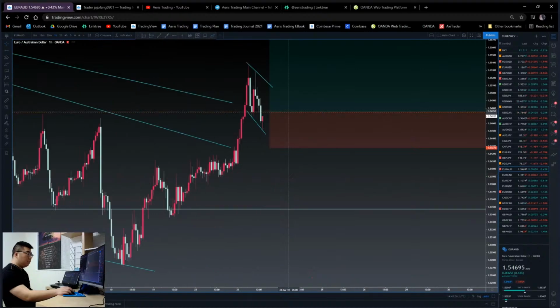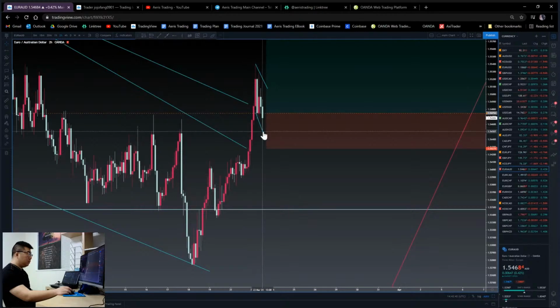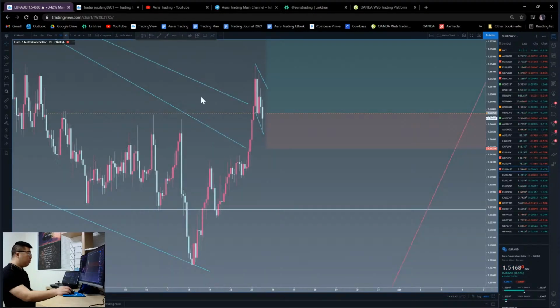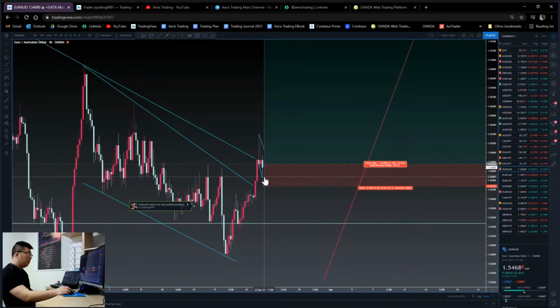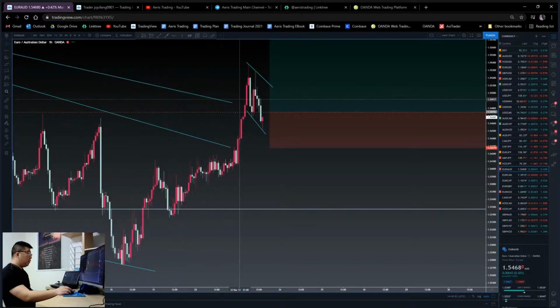What we'll usually do is wait for this 1 hour candle close. This is 14 o'clock. So we'll wait for the 1 hour, 2 hour, and I'll wait for this 1 hour candle close, and I'll set an entry order or something like this, and that's it.